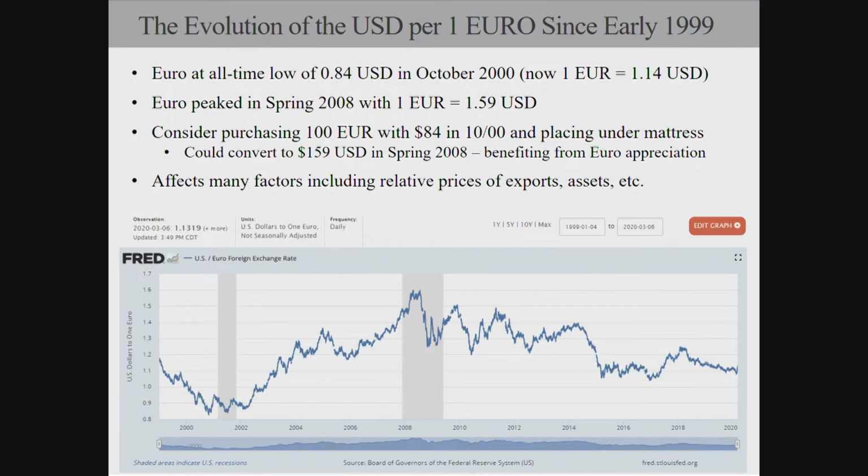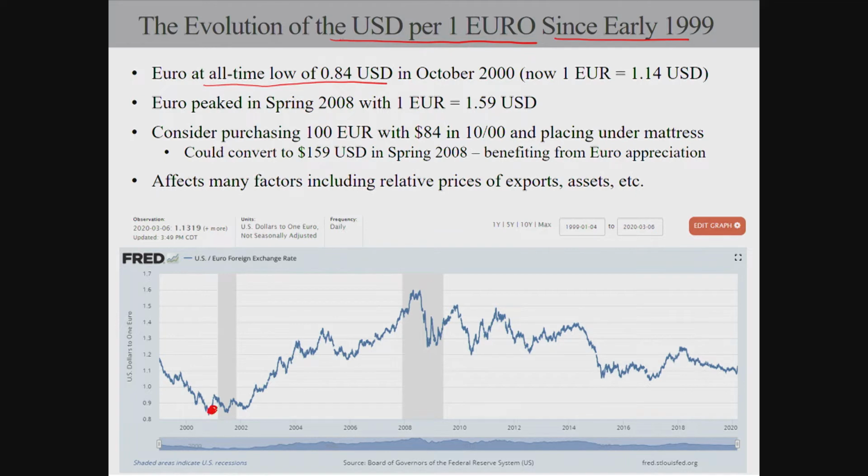We can look over a longer time period, and here I've shown the evolution of the number of US dollars to buy 1 euro for the last 20 years, since early 1999. What you can see from this figure is that the euro hit an all-time low of 84 cents in October 2000. So that's around here.